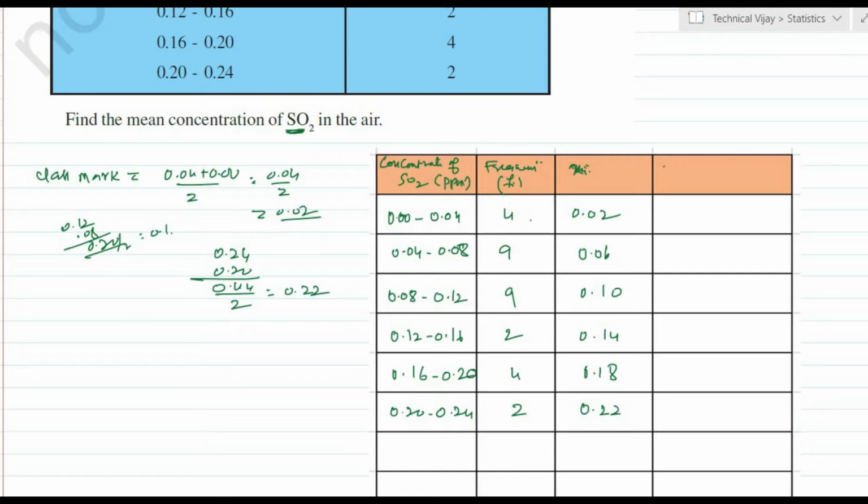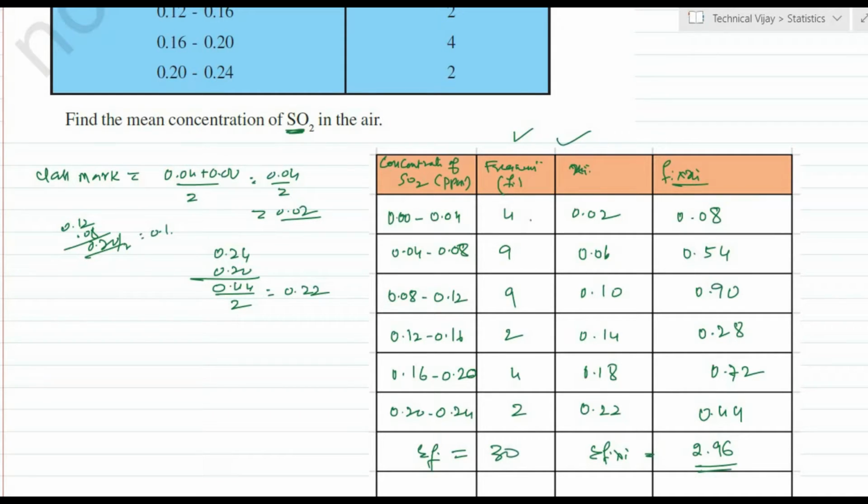Okay, now we have to multiply Fi into Xi. So 4 into 0.02 means 0.08. Then 9 sixes are 54, that is 0.54. Then 9, that is 0.90. Then 0.28, 14 into 2. Then 18 into 4 is 72, that is 0.72. And this is 0.44. So sigma Fi Xi, the total addition, is equal to 2.96. Sigma Fi is equal to 30.